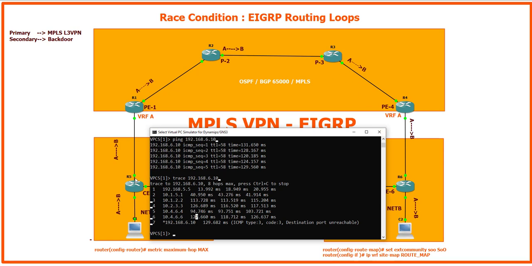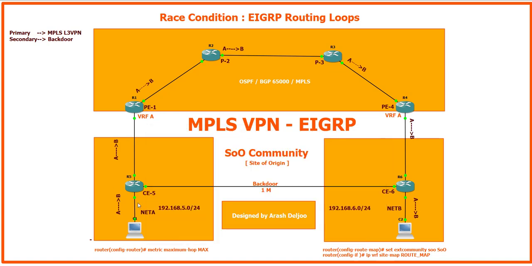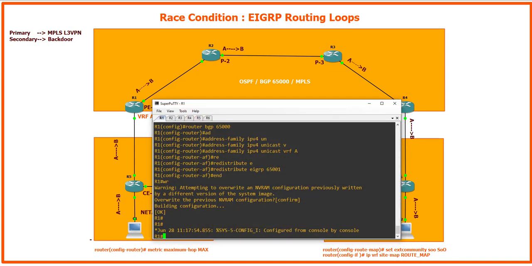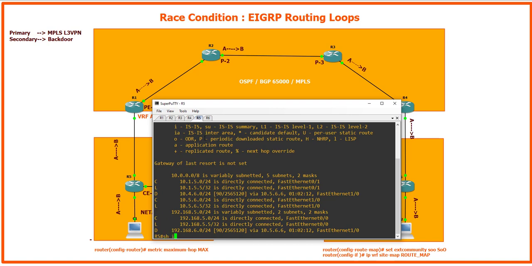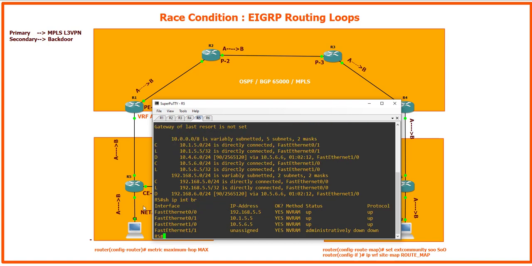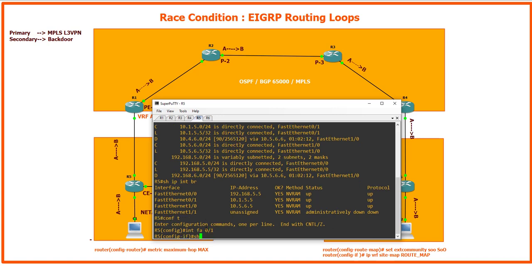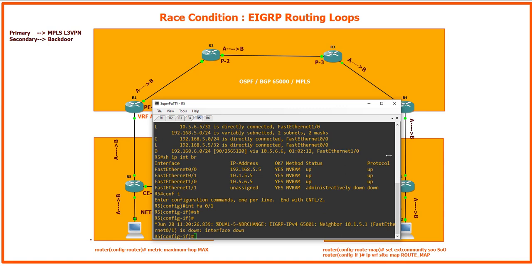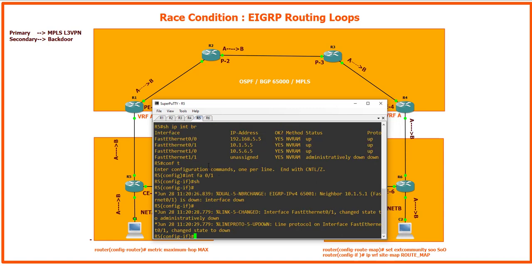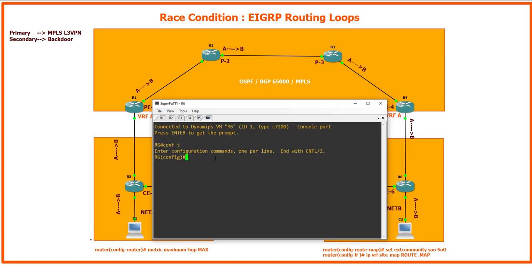If the link between R5 and R1, for example, fails, or the MPLS VPN fails, we can use the backdoor link. Okay, let me show you here in R5. If you check show ip interface brief, you can see these links. The link between R1 and R5 is FastEthernet 0/1. Let me shut down this interface, FastEthernet 0/1, then shut down also in router 6, for example. In router 6, we can use again conf t, interface FastEthernet 0/1, and then shutdown.